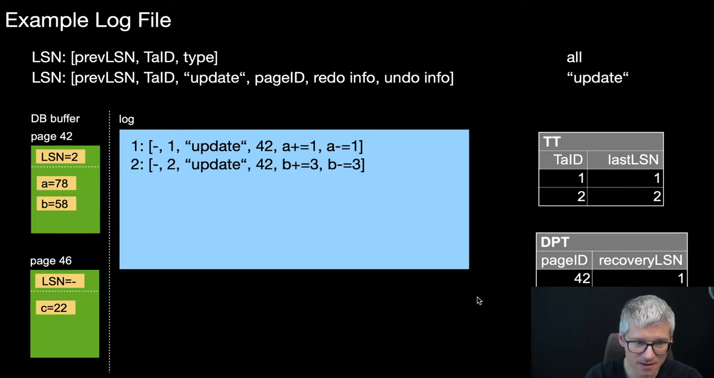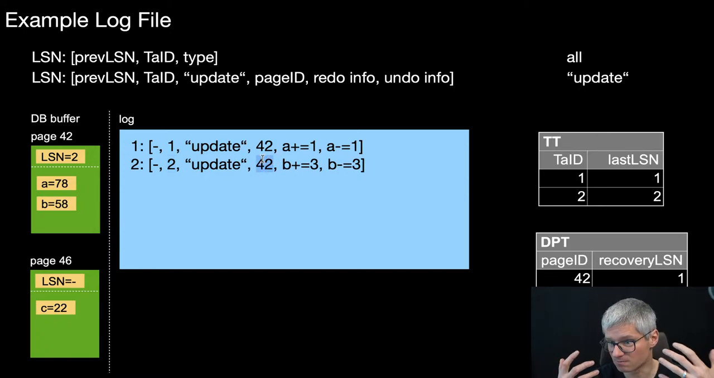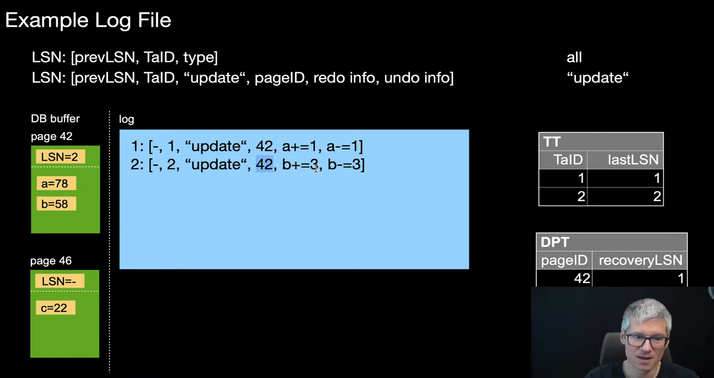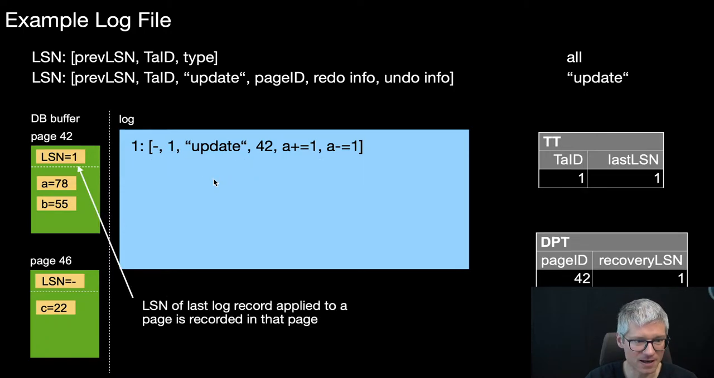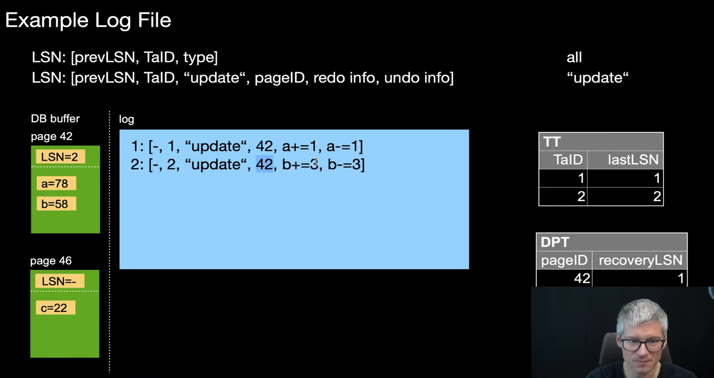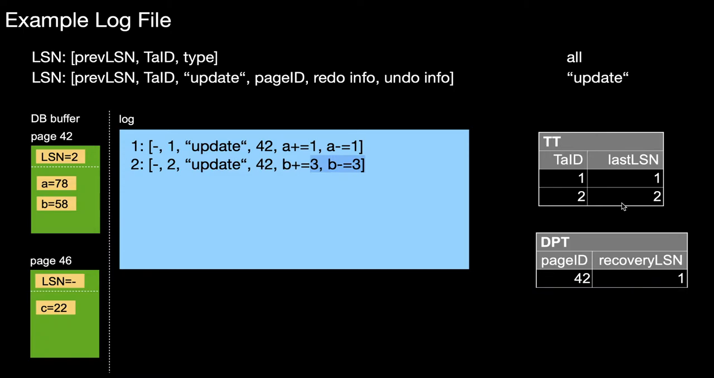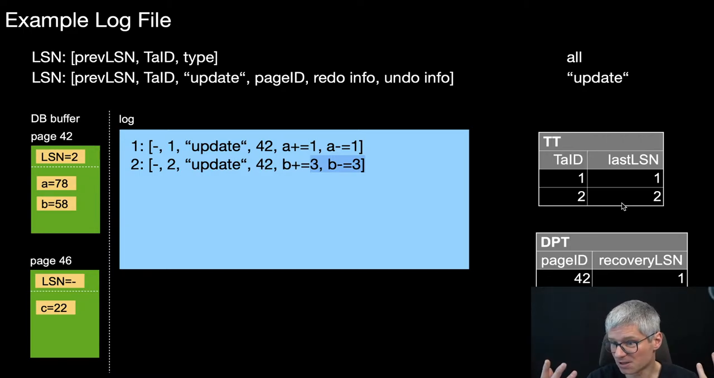So let's continue. That's another log record now for a different transaction. That's transaction 2. It's also an update log record, and it changes the same page, 42. As I said, there can be more than one transaction operating on the same page. It changes B from 55 to 58. This is physiological redo information and physiological undo information. And we append something to the transaction table: transaction 2 is added with the last LSN of 2. The dirty page table doesn't change, because we know already that log record number 1 made the page dirty, so there's nothing to update here.